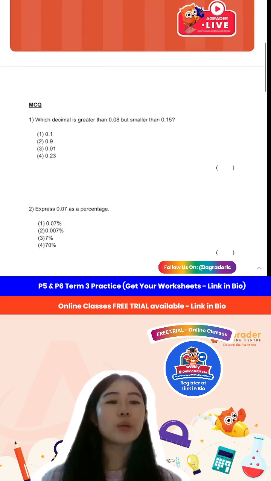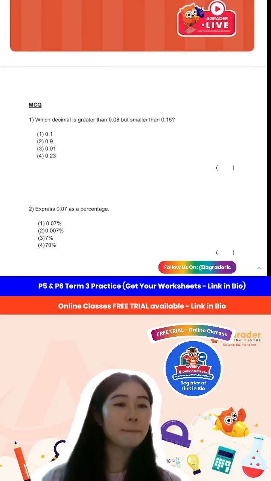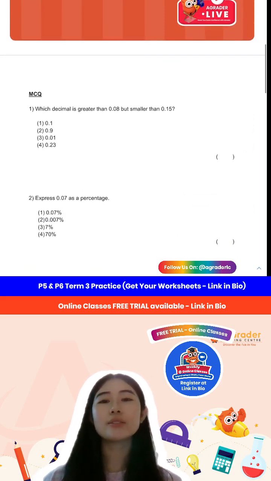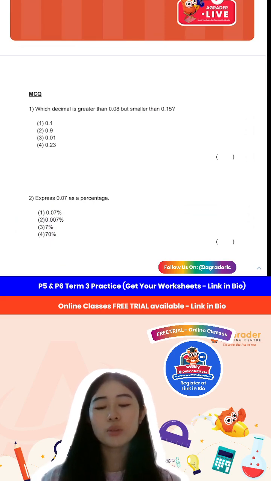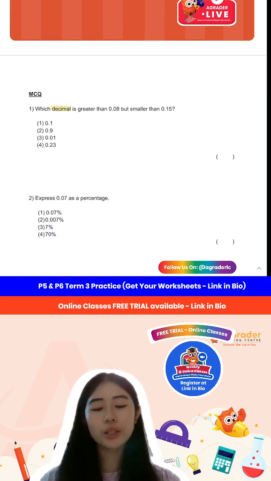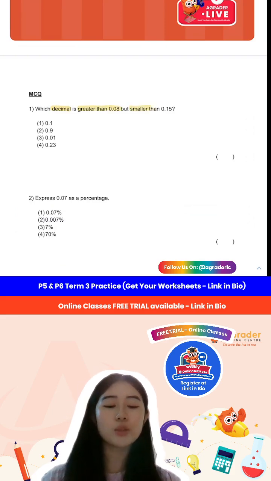Right, shall we begin with our MCQ? So let's start off with our MCQ. Okay, I'm going to read the question for you. Which decimal below is greater than 0.08 but smaller than 0.15? Try this, okay, and let me know your answers in the chat.